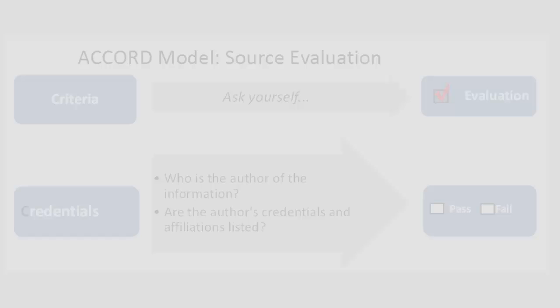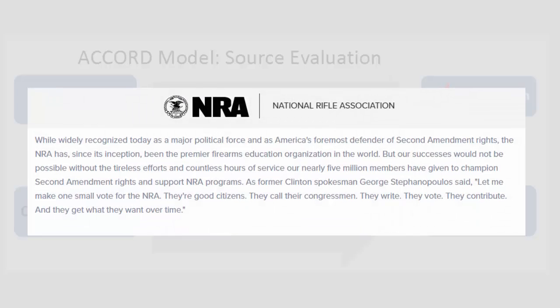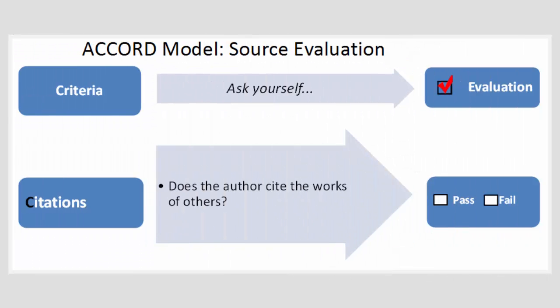While information from, say, the National Rifle Association, who claims to be a major political force and as America's foremost defender of Second Amendment rights, would have to be fact-checked or put into proper context before determining if it is appropriate for academic work. The third criteria is citations.